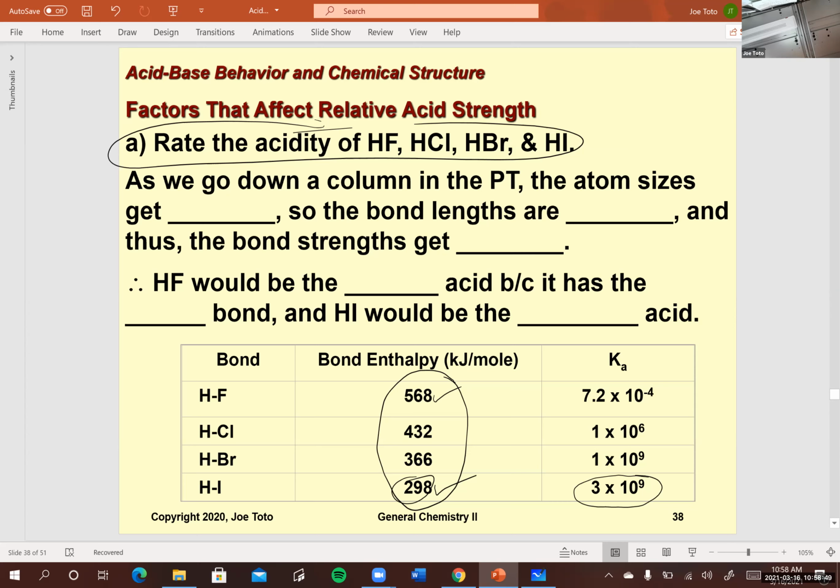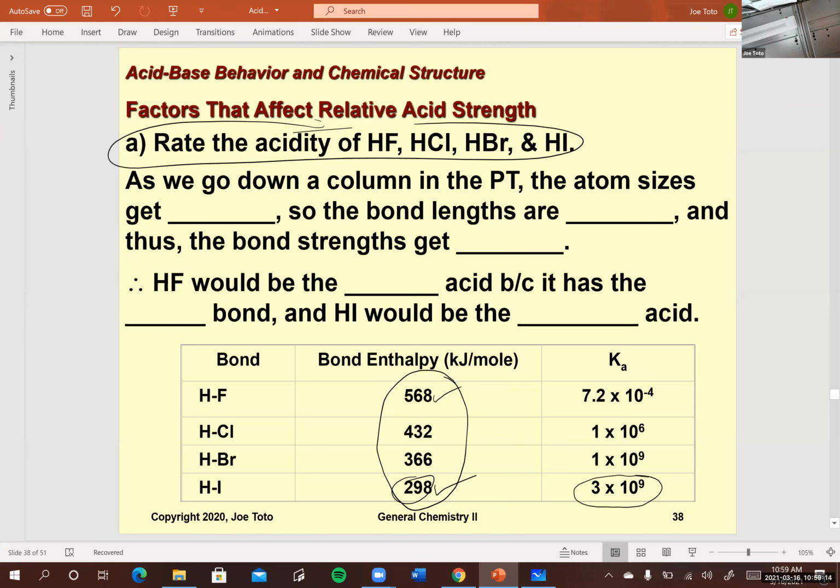So if there's any way that you can, in any problem, somehow figure out that bond strength, then you could rank. And when I'm saying that bond strength, I'm talking about the bond strength of the leaving hydrogen in the acid. If you could rank that bond strength, then you could rank the strength of the acids.